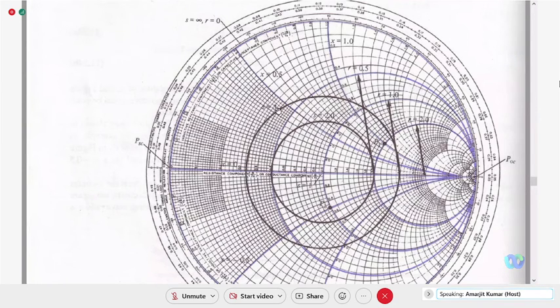Now S is equal to 3. Again check here. Somewhere you will find 3.0. So that will be S is equal to 3. So the center is here and then the radius. So like that you can draw the circle.